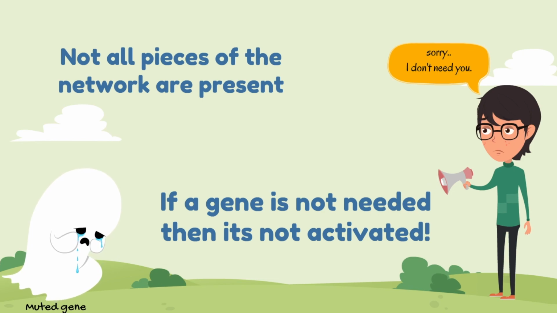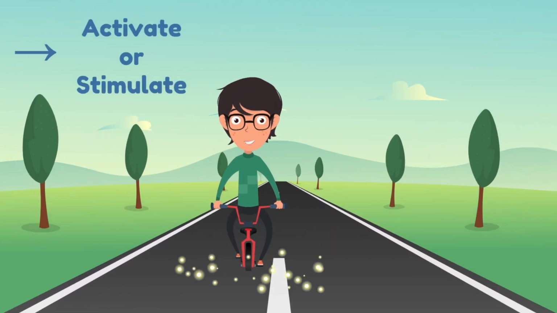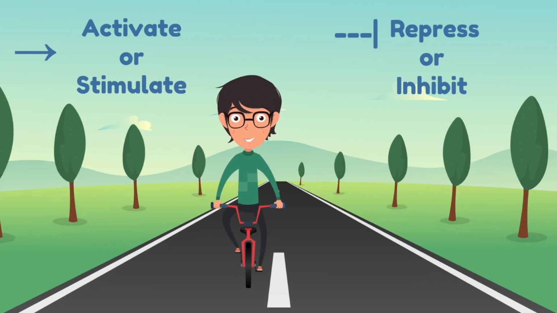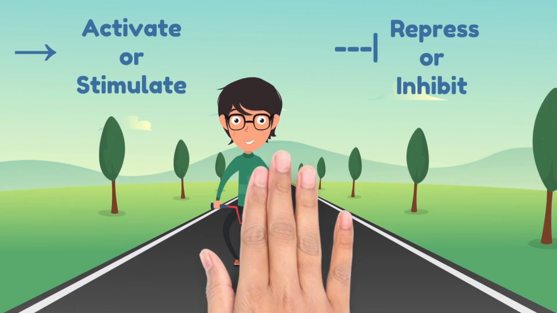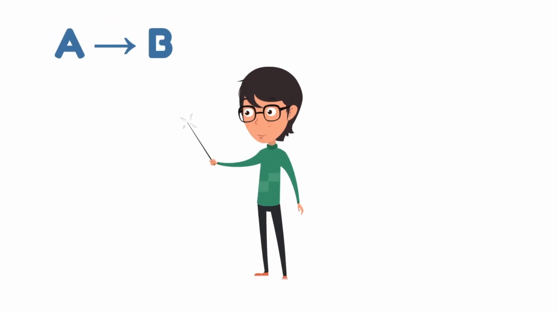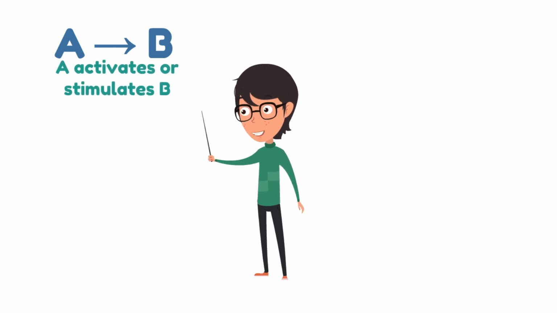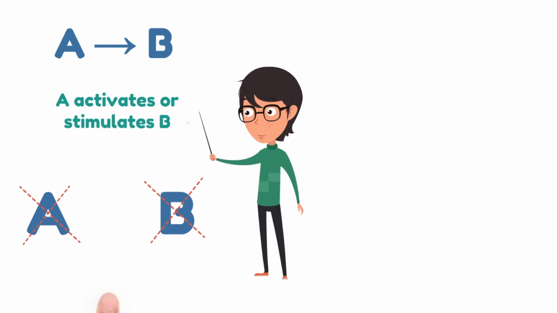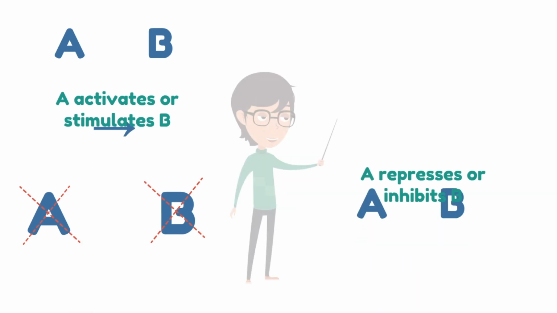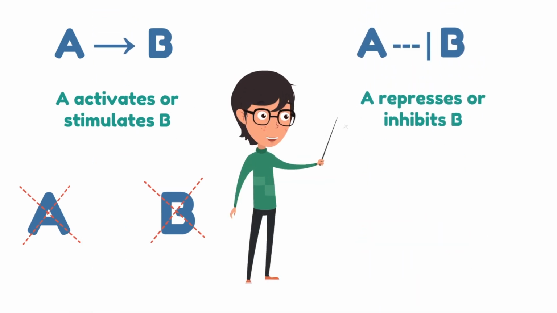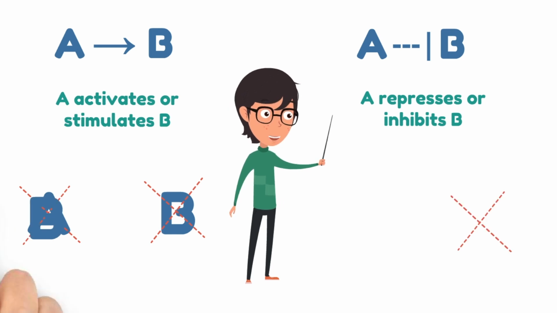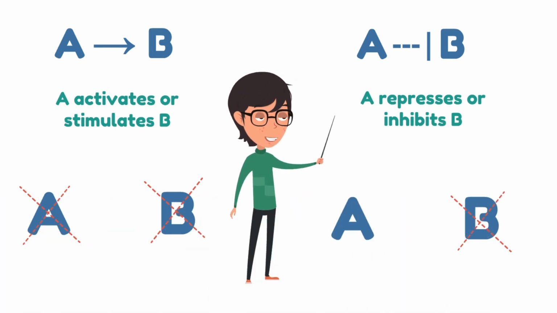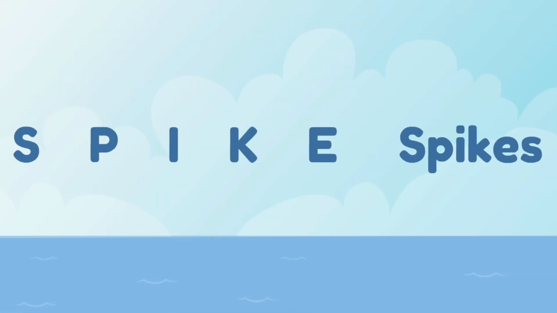Before looking at a developmental pathway, you have to understand that the arrow means to activate and the T-bar means to repress or inhibit. For example, A arrow B would read A activates or stimulates B. If you take away A, there would be nothing to activate or stimulate B, which causes B to not be expressed. A T-bar B would be translated to A represses or inhibits B. A's normal function is to prevent B from being created, so if A is present, then you can't have B.